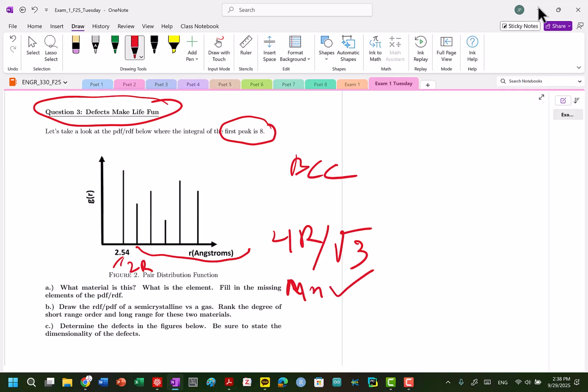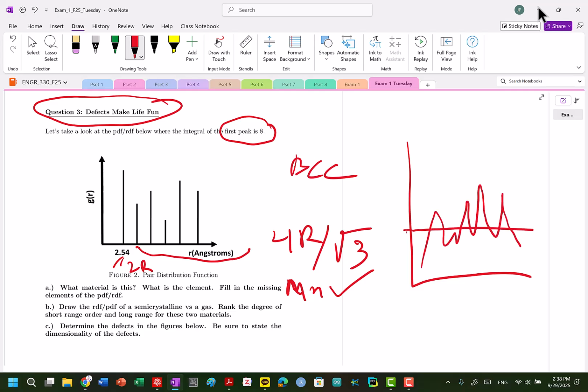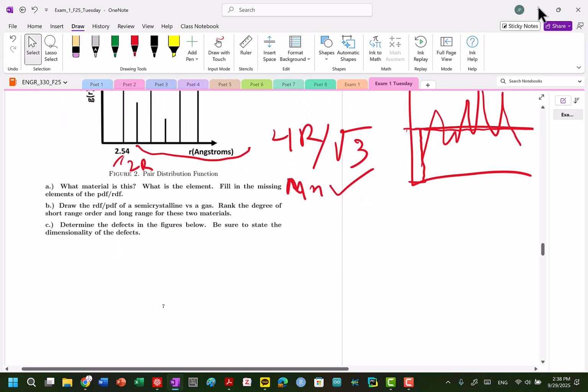Draw the RDF of a semicrystalline polymer versus a gas. So it's going to have some plots right here. A gas is just going to have one peak, basically the nearest neighbor distance, the bonding distance, and then just flat here. So the long-range translational order of a semicrystalline material will be much larger than that of a gas. They both have short-range order.